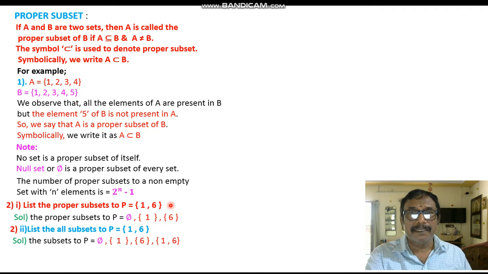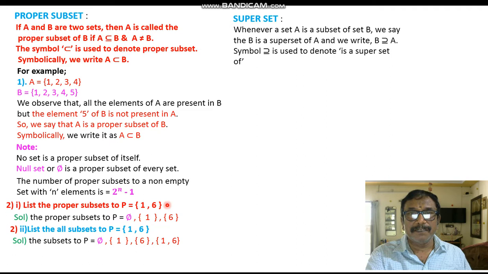Next, the second concept is superset. Superset means whenever a set A is a subset of set B, we say that B is a superset of A, and we write B is a superset of A. Symbolically, the superset is denoted like that and is read as is a superset of. Here in example 1, B is a superset of A.